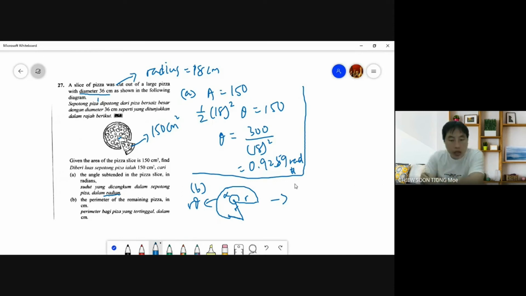So we know the perimeter equals 18 plus 18 plus r theta. Theta is 2 pi minus 0.9259. Okay, so straight away you can get the answer. The answer will be 132.4 cm.